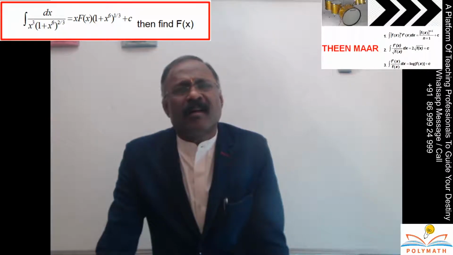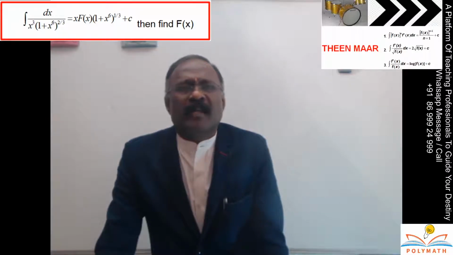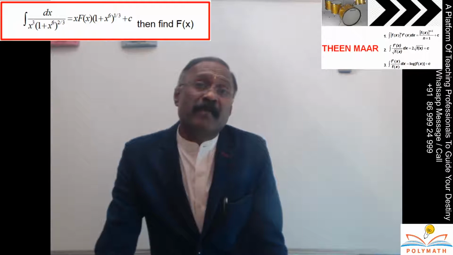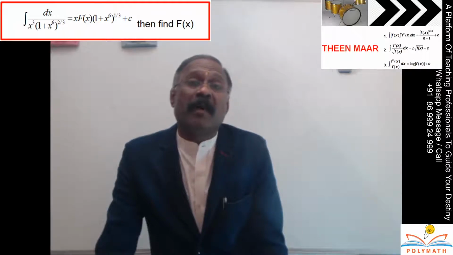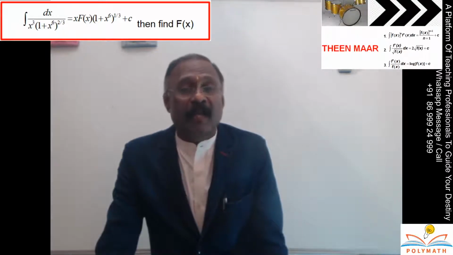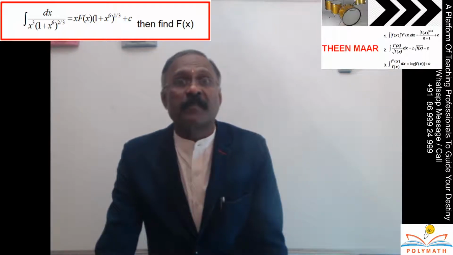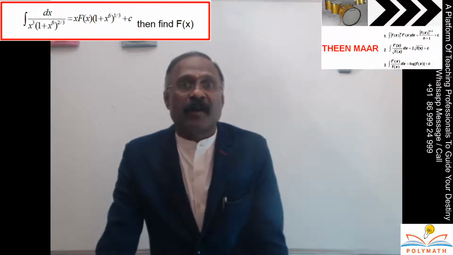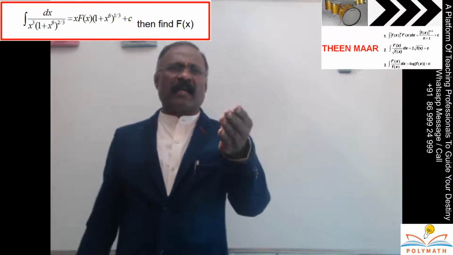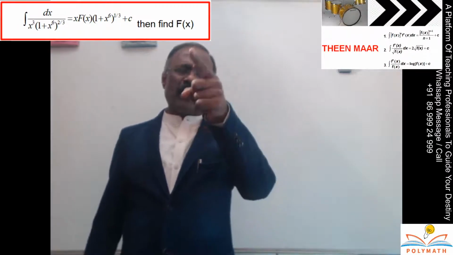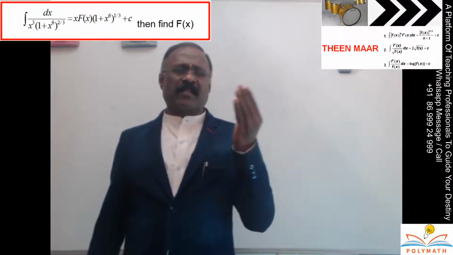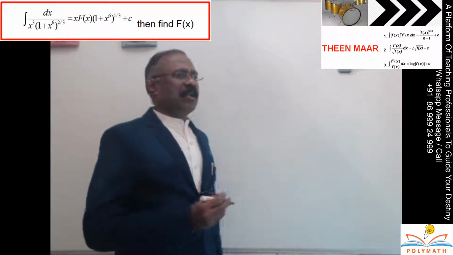What is the integral of x^(-7)? It is x^(-7+1) by (-7+1), that is x^(-6), which is nothing but 1 by x^6. If you have that term within the brackets, it is done. It takes type 3: [f(x)]^n into f'(x). Let us show it out.